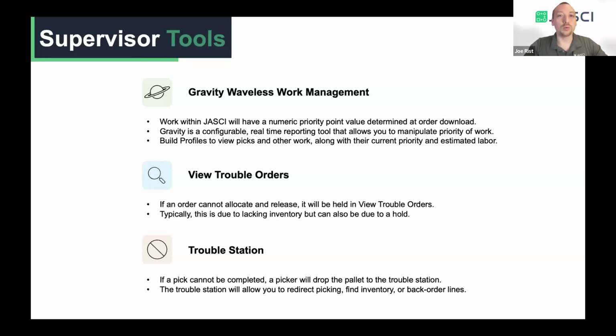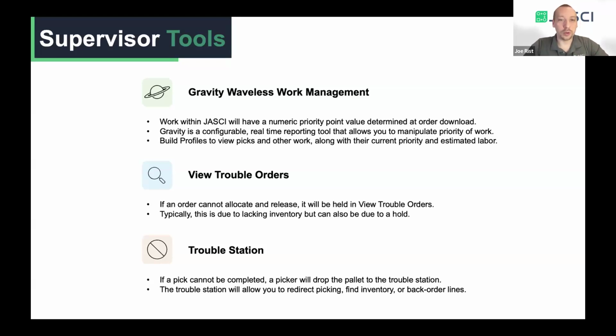And you also have the opportunity to reprioritize that entire profile of work to be a higher or lower priority for that system-directed picking, or you can choose to reprioritize an individual pick, which is often used if you've got time constraints on a certain truck and maybe you had a huge order in front of another one where you just had to get that final pallet picked. That's where you can come into Gravity and reprioritize work. All work within JASCI is going to have a numeric priority point value that's determined at order download. It can also be influenced by how long it's been aging, and Gravity gives you the opportunity to change that priority point value in real time.